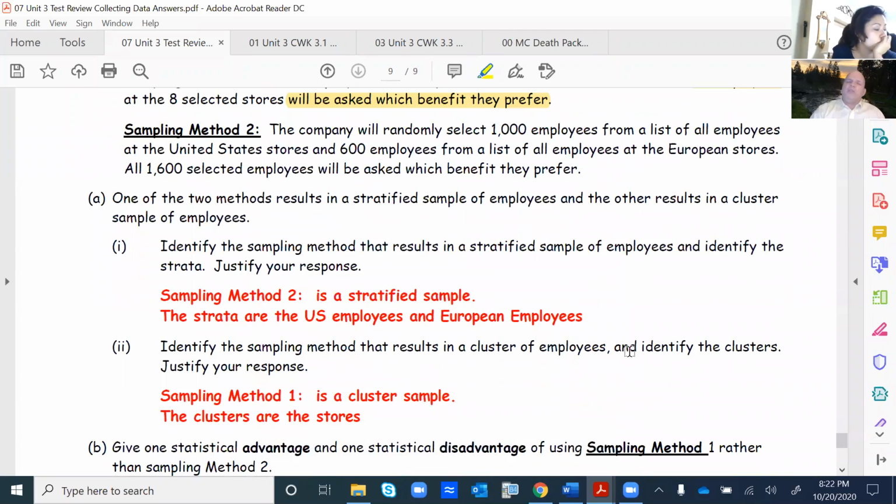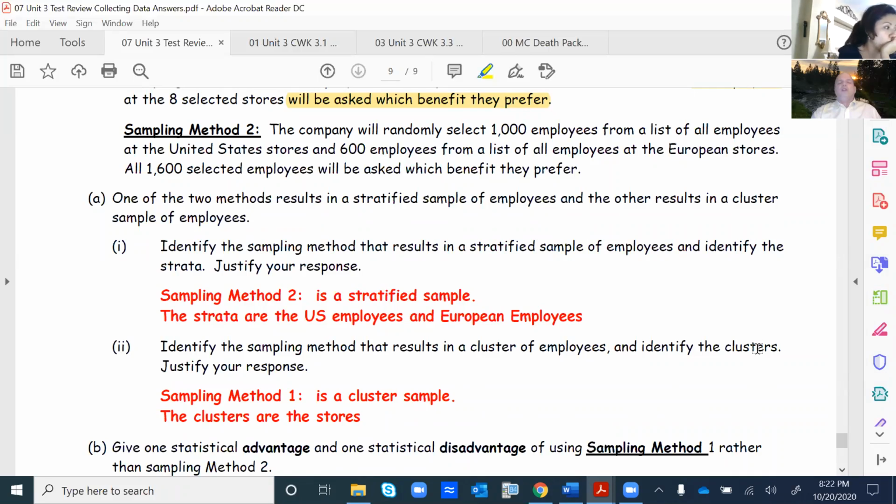And you're like, well, wait a second, why? What's the deal? It's because when we survey the cluster, we're surveying every single type of person within the store. We're surveying the managers, the custodians, those who work at the counters, the stockers, the salespeople, whatever's in that store. We're surveying all of them when it's a cluster.